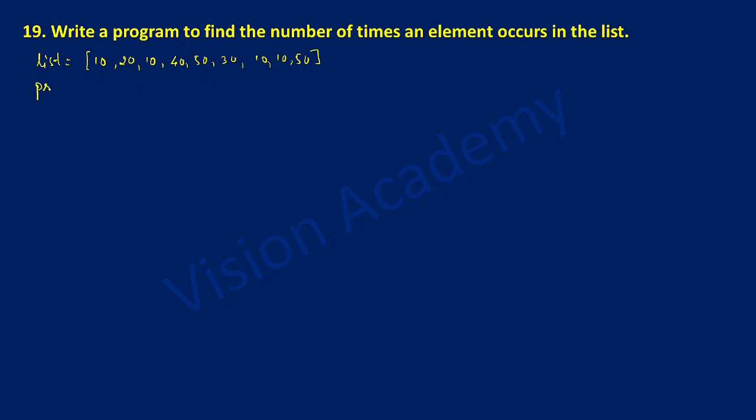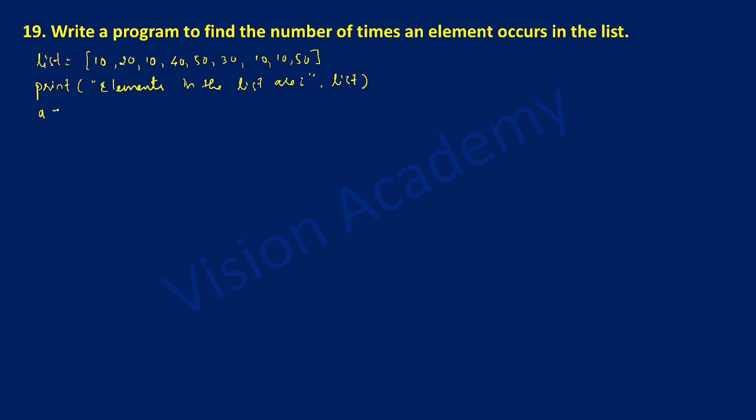Now let us write a print statement, and here we will print all these elements as it is. In a double quotation mark, I'll write elements in the list are, and the double quotation mark, put comma, and then write list.